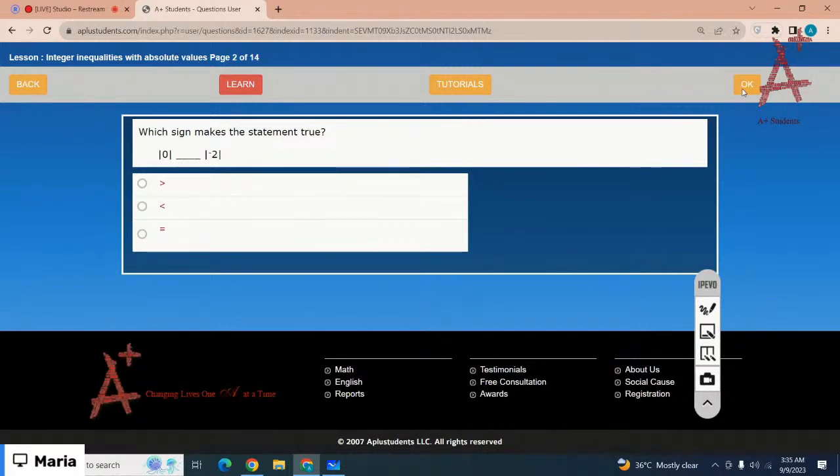Okay, which sign makes the statement true? Absolute value of 0 and absolute value of negative 2. So which is the correct option? Absolute value of negative 2 is 2 and 0 is 0. So yes, 0 is less than 2.